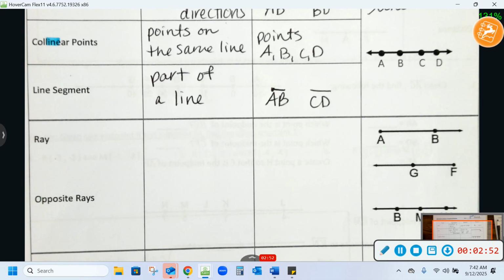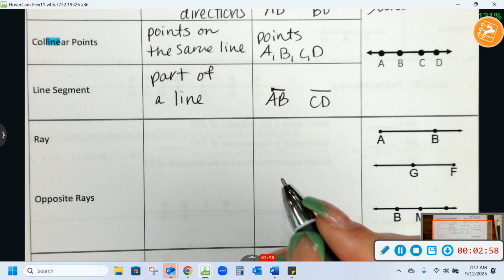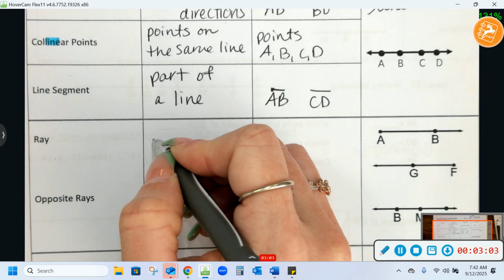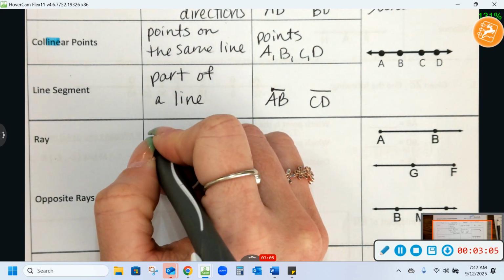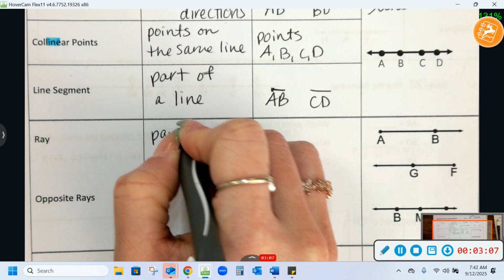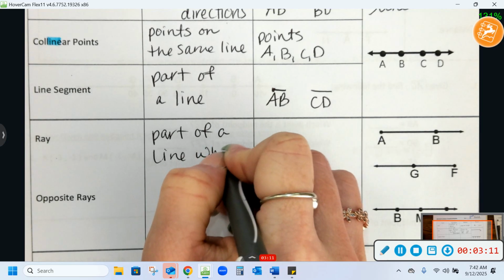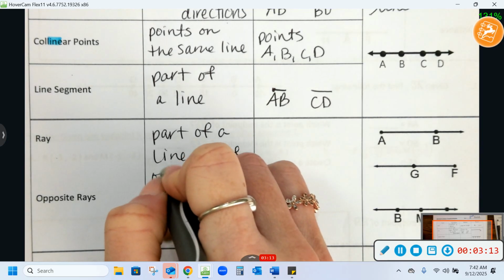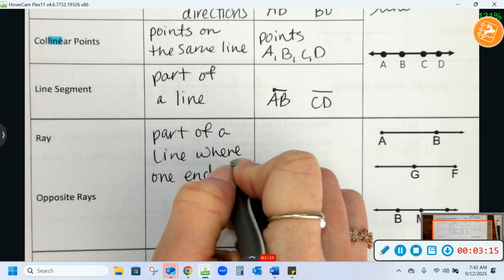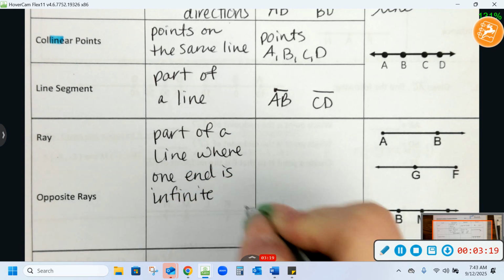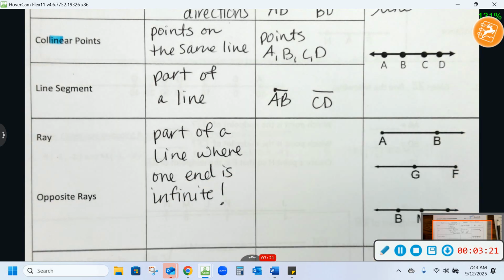And then ray. What do we think the definition of ray is? What do you think, bud? A continuous line that goes in a direction. Yeah, so a line that goes in one direction. So part of a line where one end is infinite. One end. Just one.